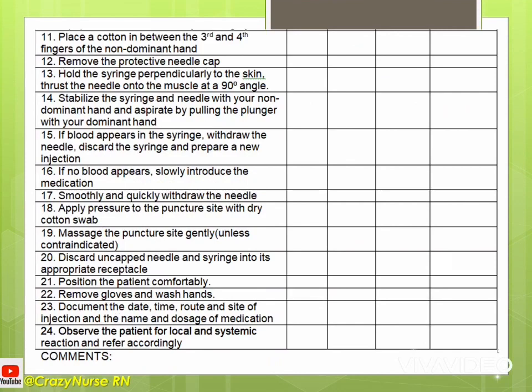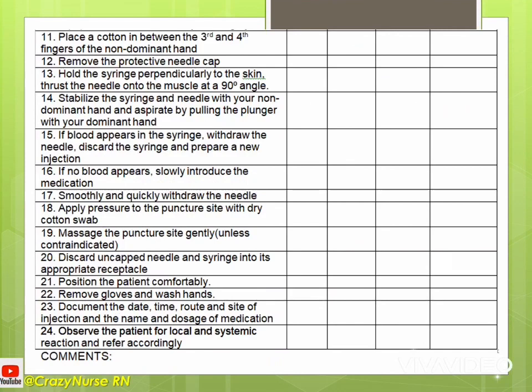Hold the syringe perpendicularly to the skin. Thrust the needle into the muscle at a 90-degree angle. Stabilize the syringe and needle with your non-dominant hand and aspirate by pulling the plunger with your dominant hand. If blood appears in the syringe, withdraw the needle.